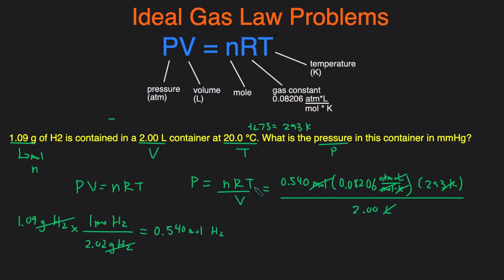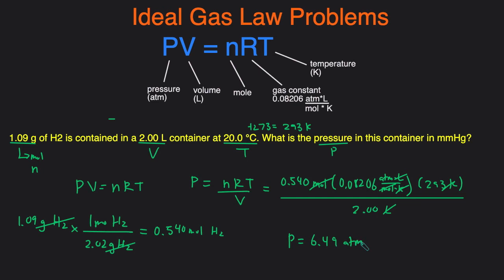When you're solving for the answer, you don't necessarily always have to write the units down like I am doing right here. But if you do so, then it'll ensure that you have all the correct units. Then we just plug this into the calculator. So 0.540 times 0.08206 multiplied by 293 divided by 2. Then we'll get that the pressure is 6.49 atm. And that's it.